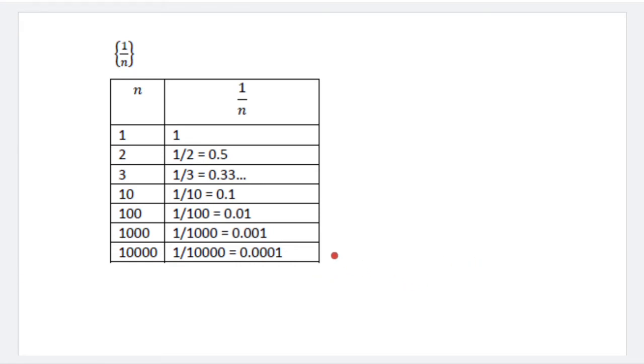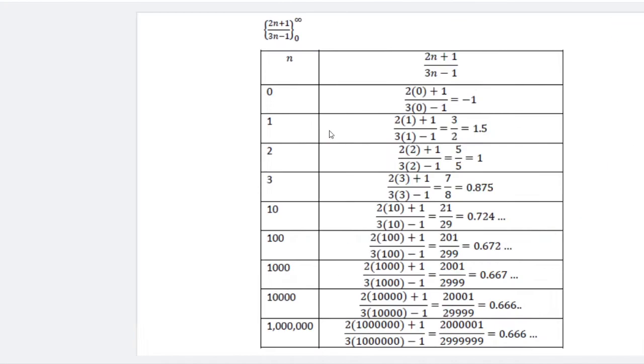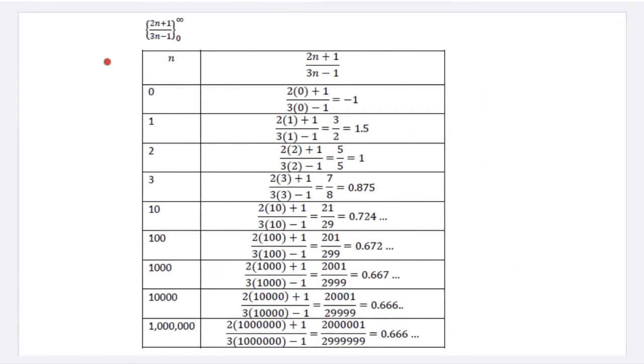Before we answer that, let's look at another sequence. Let's say we have the sequence 2n plus 1 over 3n minus 1. With this, we can start our n at 0, still going to infinity. If our n is equal to 0, then the number that we get is equal to negative 1. If n is equal to 1, then we get 1.5. If 2, it becomes 1. If it's 3, 0.875. Then we get 0.724.